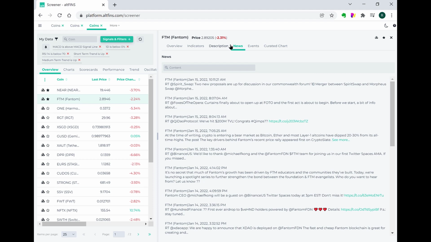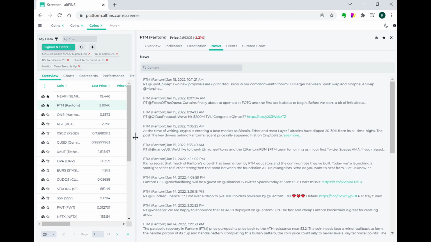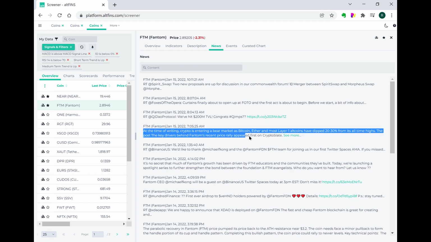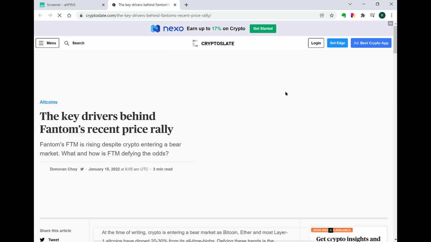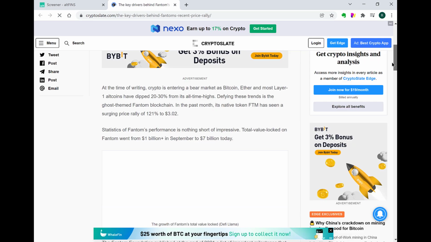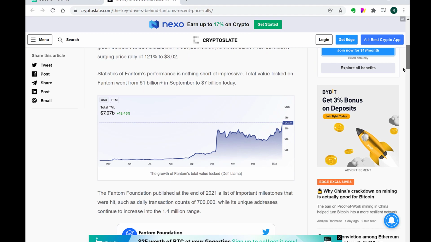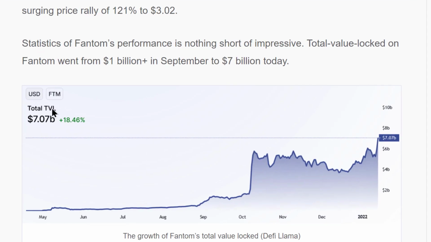Now, what's going on? When you look under the news section, I recommend that as well. Sometimes you find some really cool nuggets of information. And I noticed that there's an interesting article from Crypto Slate. So let's check out what they're talking about, the key drivers behind Fantom's recent rally. And what they're talking about here is this chart right here, which is the total value locked.